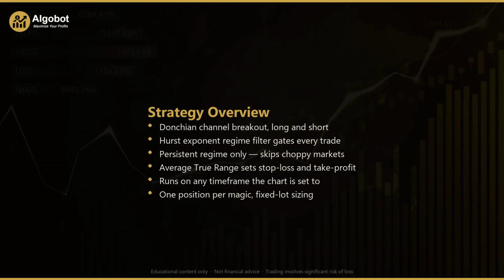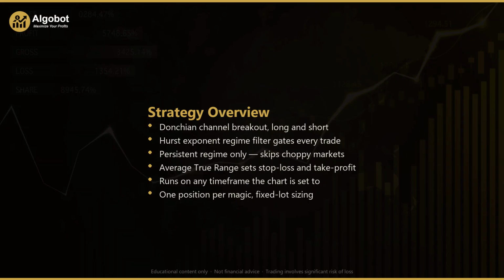But here is what makes this approach different. Most channel breakouts struggle for one simple reason. Markets spend a great deal of time drifting sideways, and in those conditions, almost every push past the range snaps right back. This strategy tries to sidestep that problem by adding a regime filter built from the Hurst exponent.